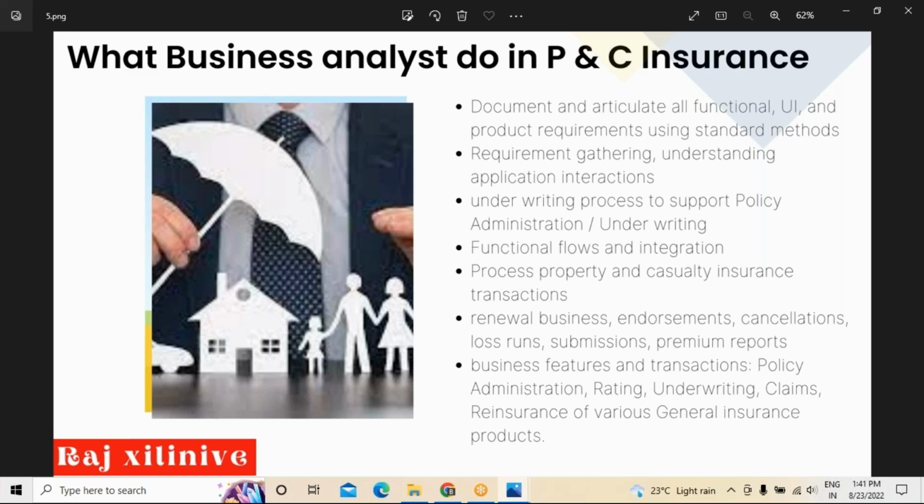Last but not least, we must have a clear understanding of the business features and transactions, not only relating to policy administration, but also the rating part, because insurance ratings come under this part. Next, underwriting, which as I told you is one part of it. At the same time, claims, because claim processing and claim adjudication come under this category. Reinsurance of various general insurance products should also be known to any business analyst. So based on the general responsibilities of a BA, and when we want to transform our career in reference to P&C insurance, this is what one must generally know.